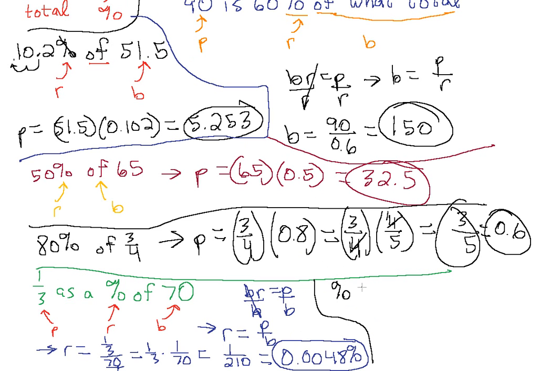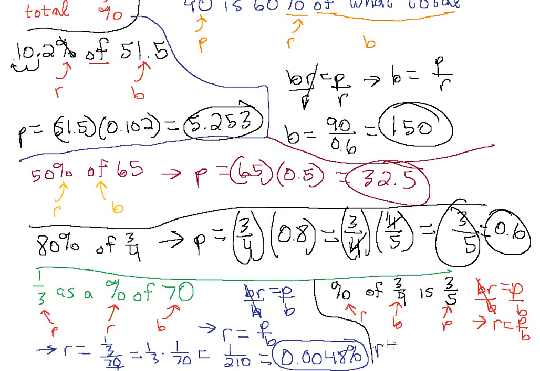We want to find what percentage of 3/4 is 3/5. What percentage of 3/4 is 3/5? Our percentage is what we find. We want to find the rate. "Of" 3/4 means that this is our base, and 3/5 is going to be our part. So we have our equation BR equals P, and we want to solve again for R. So let's divide both sides by B to give us R equals part over base, and we can plug in and solve. R equals part, which is 3 over 5, divided by base, which is 3 over 4.